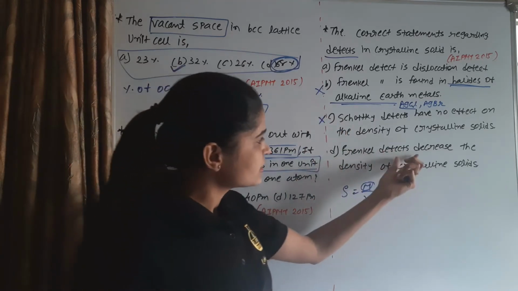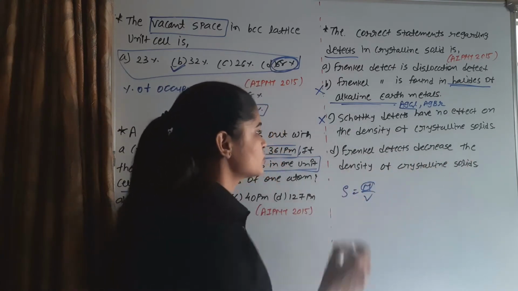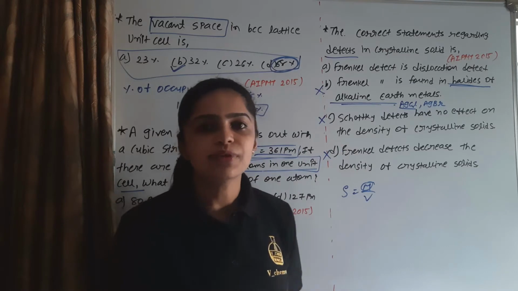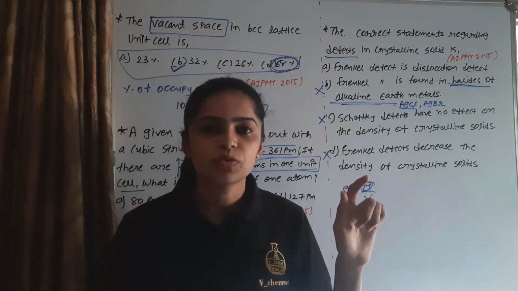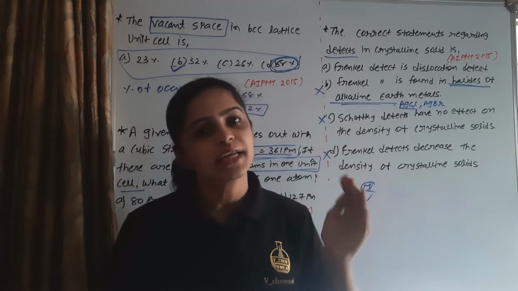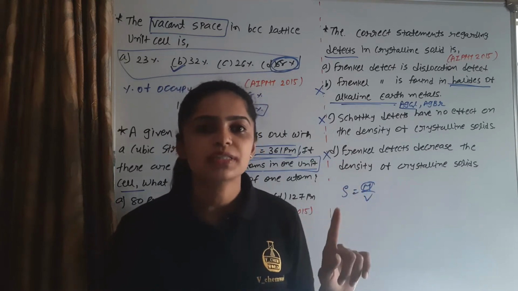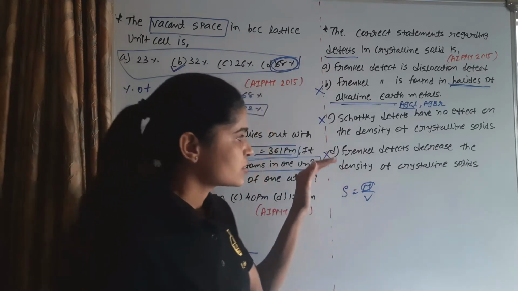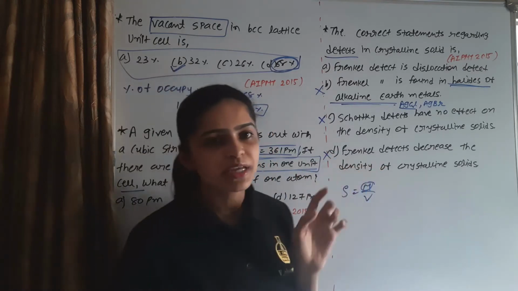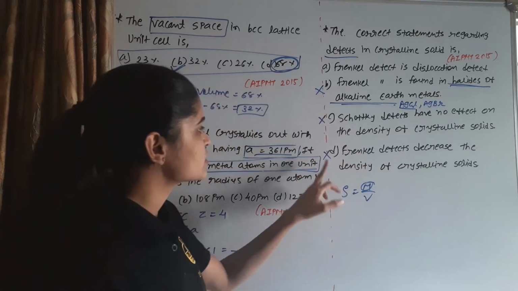Then, Frenkel defects decrease the density of crystalline solids. No, this is wrong, because in the Frenkel defect, the ion is not removed. The ion leaves its original position vacant and occupies an interstitial position. So it does not change the volume of the crystal. That way, in the Frenkel defect density remains the same, no decrease, no increase. So this statement is wrong.